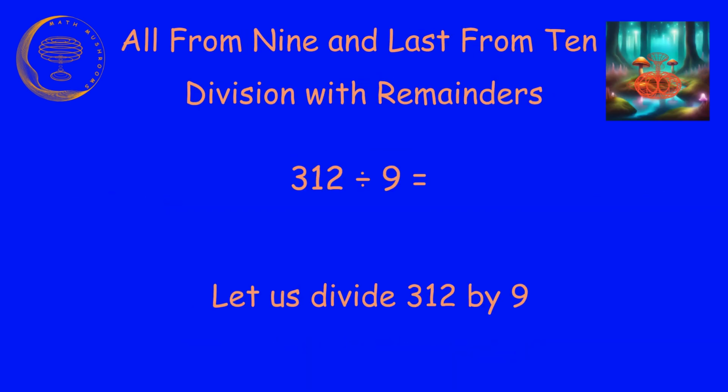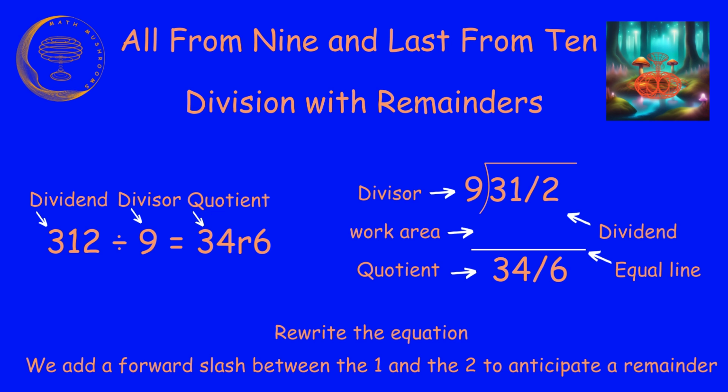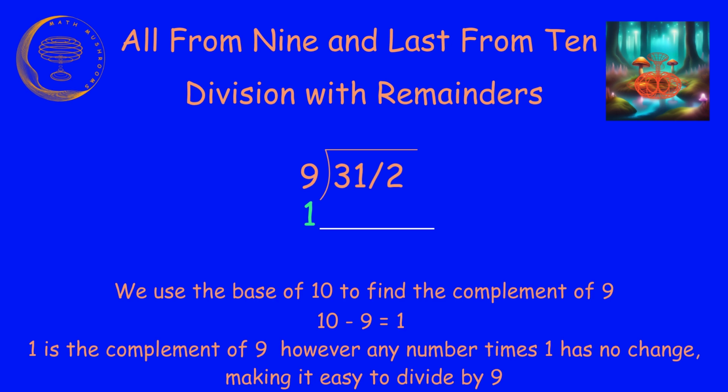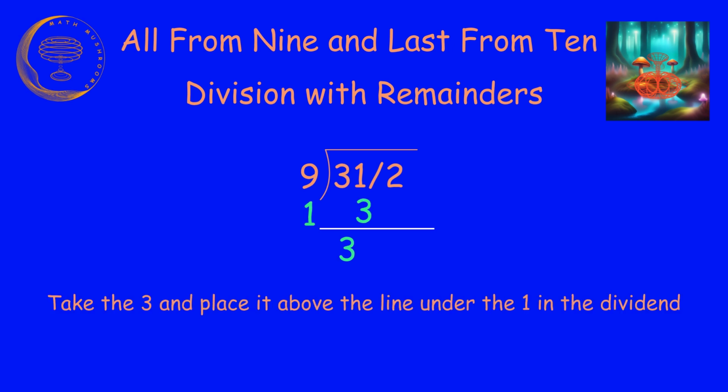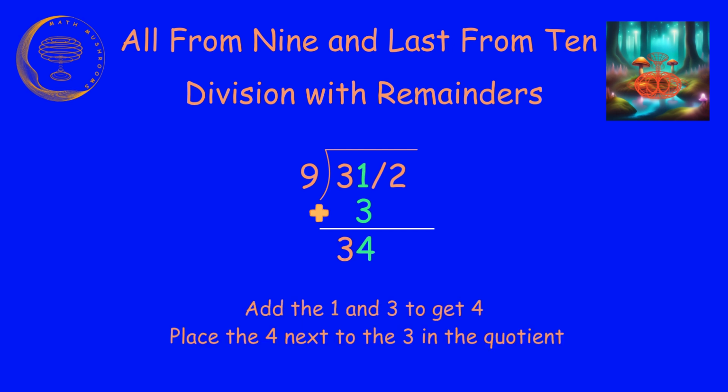We divide 312 by 9. Again, utilizing the forward slash to anticipate a remainder. We use the base of 10 to find the complement of 9, which is 1. However, any number times 1 has no change, making it easy to divide by 9. Place the dividend 3 below the line straight under itself. 3 times 1 is 3, so add a 3 above the line under the 1 in the dividend. Then add the 1 and 3 to get 4. Place this 4 next to the 3 already in the quotient.